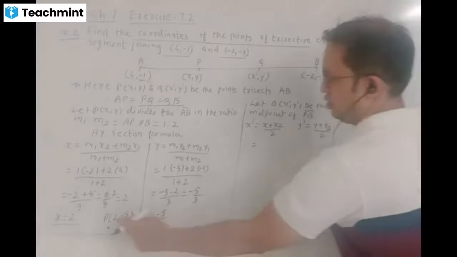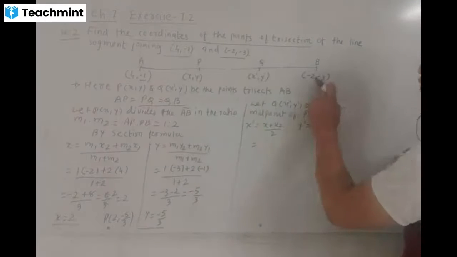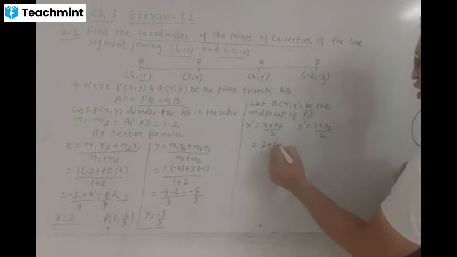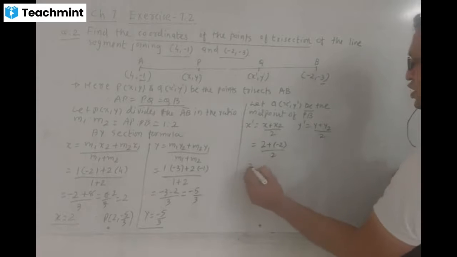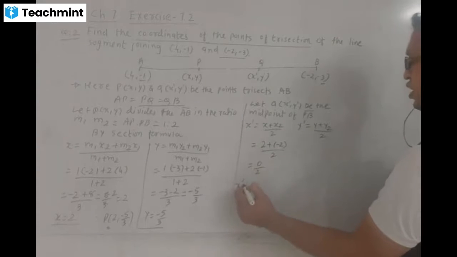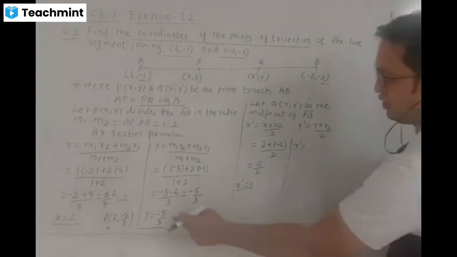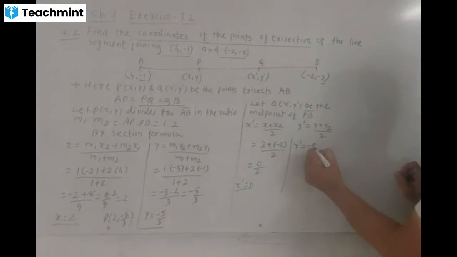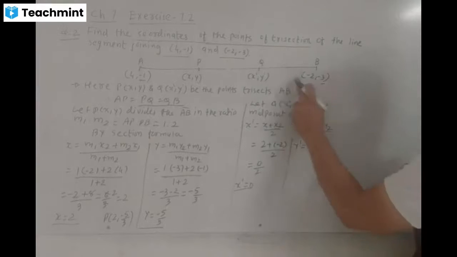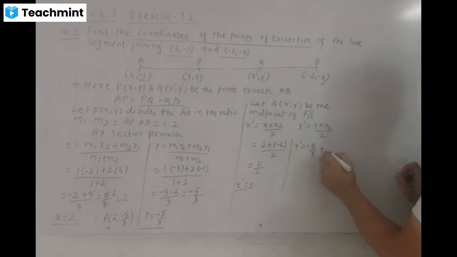What is X? X is equal to 2 plus minus 2 by 2, that is 0 by 2. Therefore, X dash is equal to 0. And Y dash is equal to Y. What is the value of Y? Minus 5 by 3 plus Y2. Y2 is equal to negative 3 divided by 2, that is minus 5.